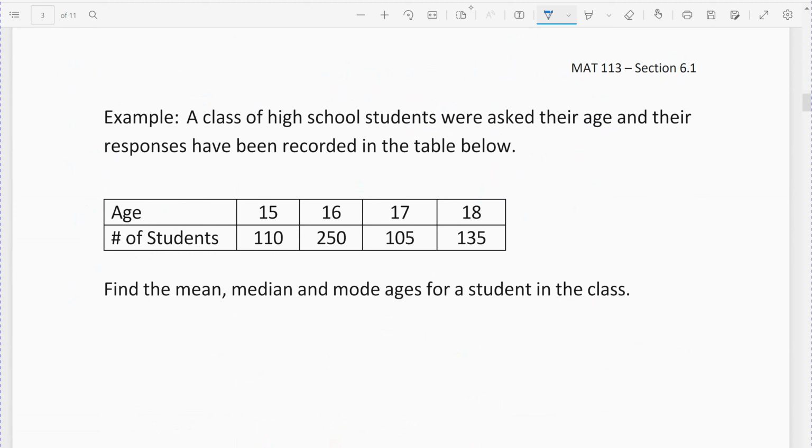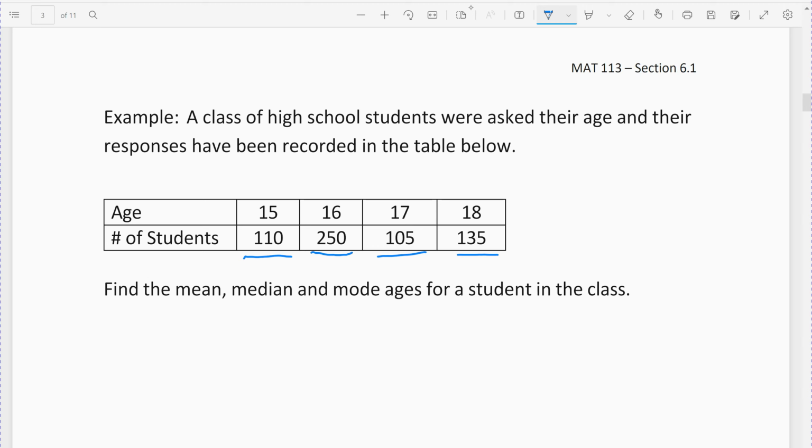So we have a class of high school students. This is a much bigger class. We asked how old they were. So the ages are the same, 15, 16, 17, and 18. This time, though, there were 110 15-year-olds, 250 16-year-olds, 105 17-year-olds, and 135 18-year-olds. Find the mean, median, and mode.